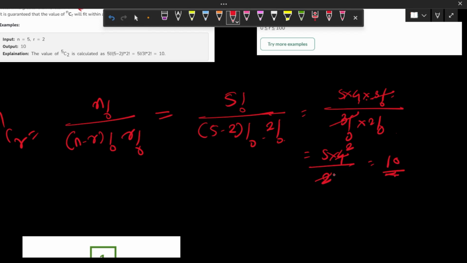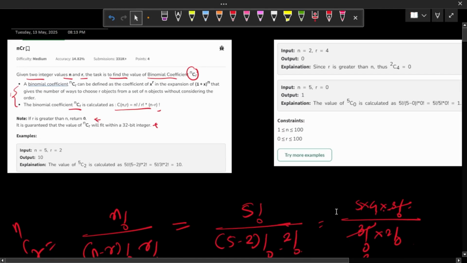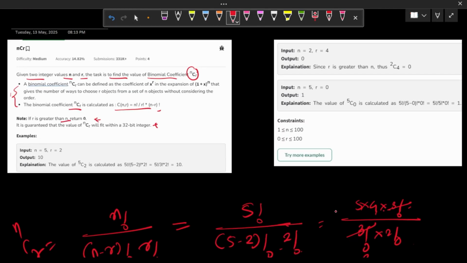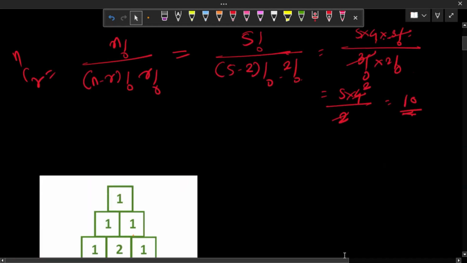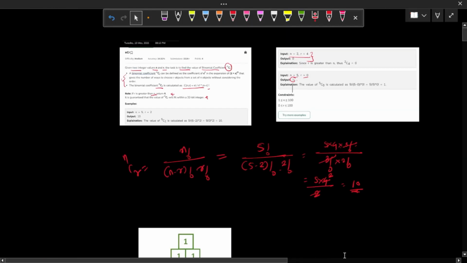This is the answer. Now we have to solve this problem. They mentioned that if r is greater than n, then return 0. For this test case, that will satisfy the condition. And 5C0 is always 1. Now we know all these things. Let's see how we'll solve this problem.